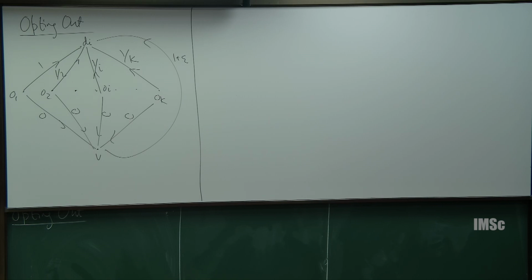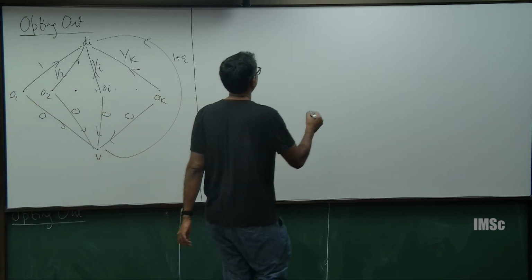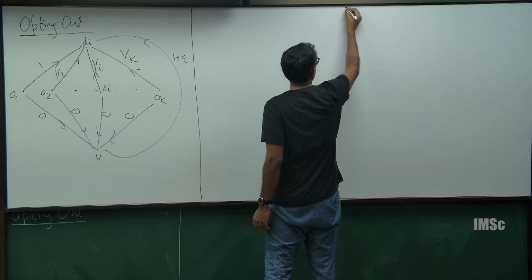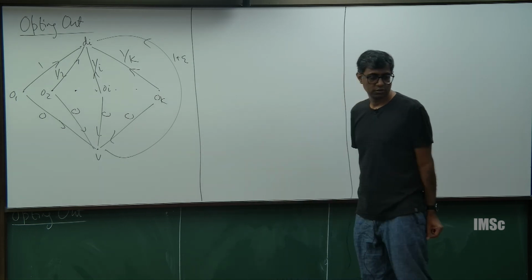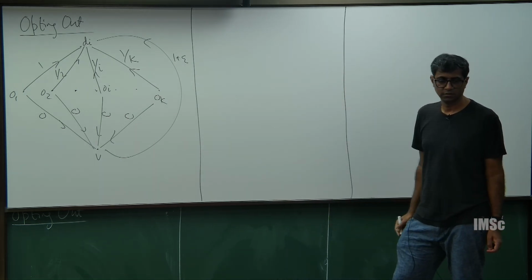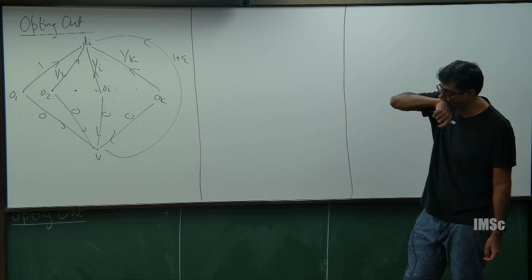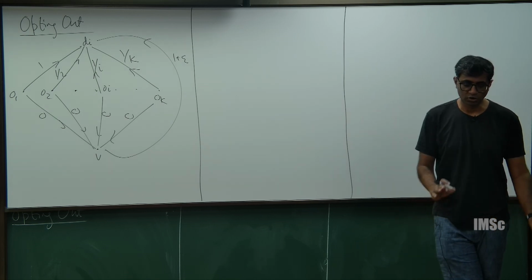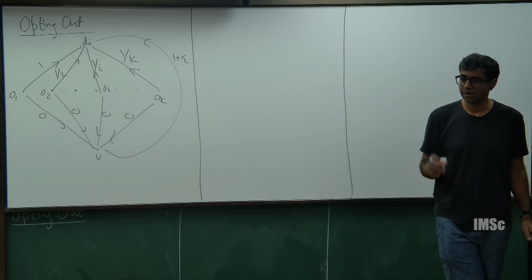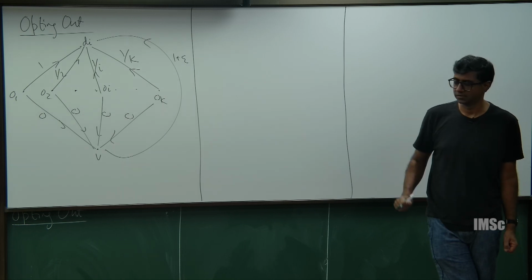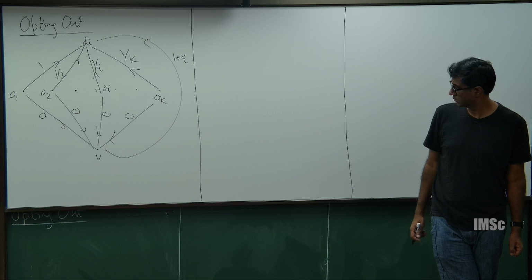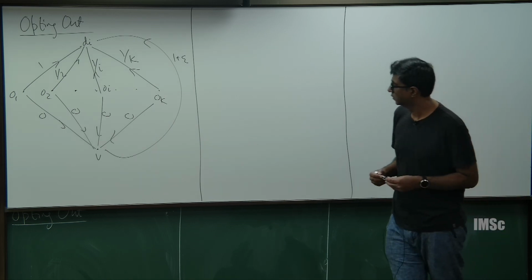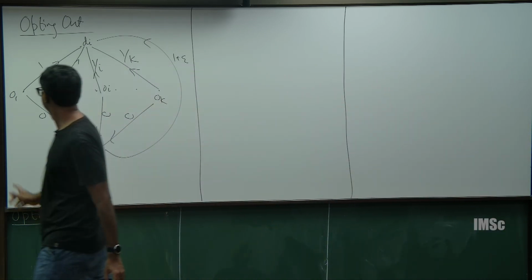Please tell me two things. In this example, what is the best cost strategy? I am not talking about equilibrium or anything. I am talking about the best cost strategy. What is the best cost strategy here in this example?